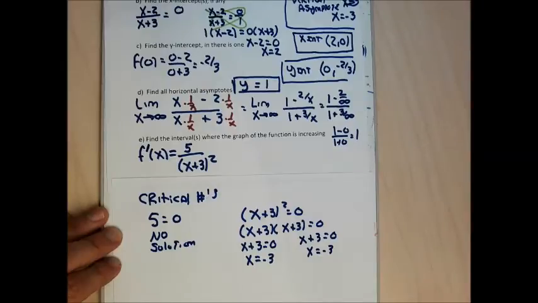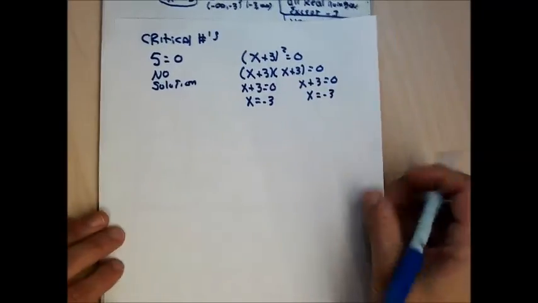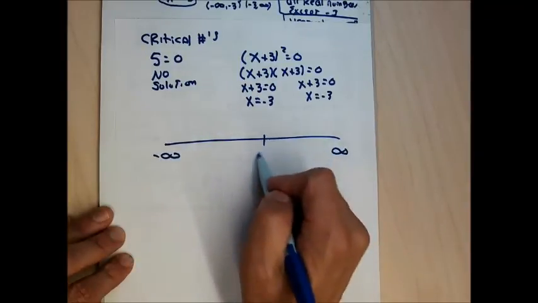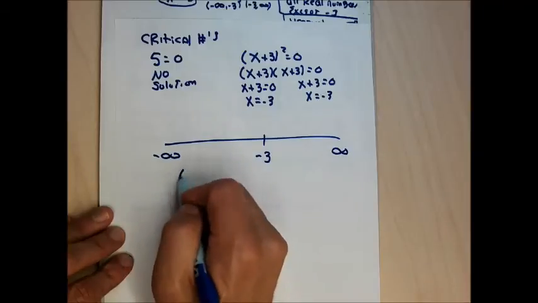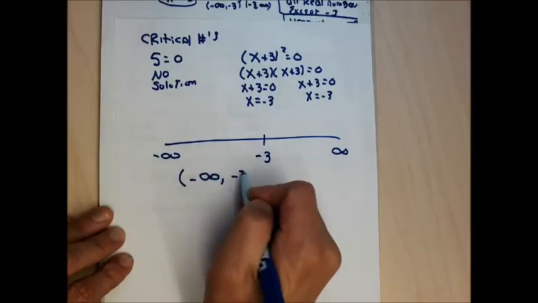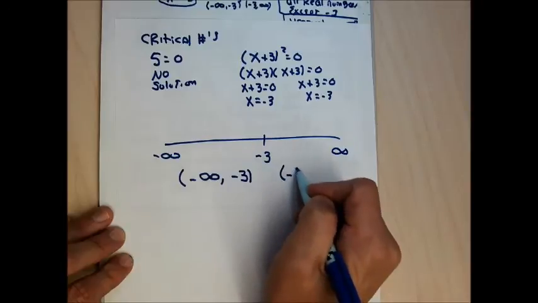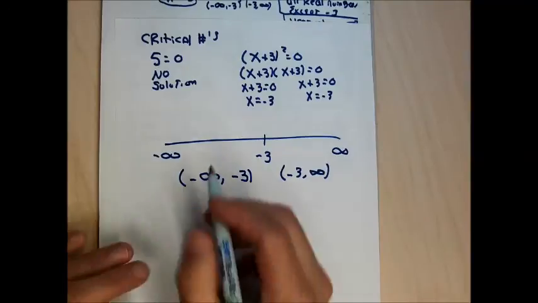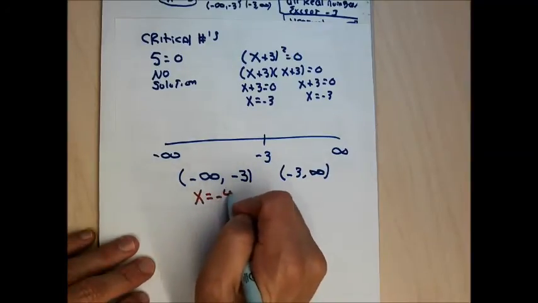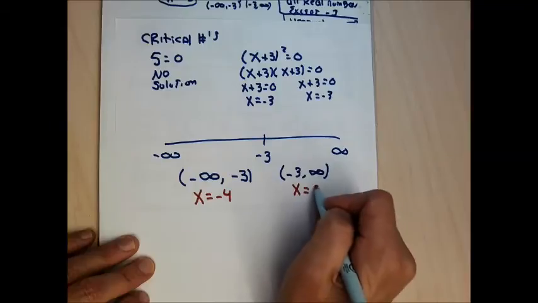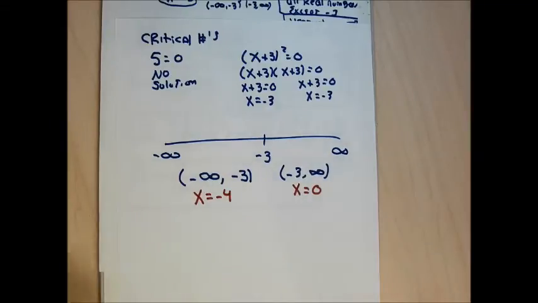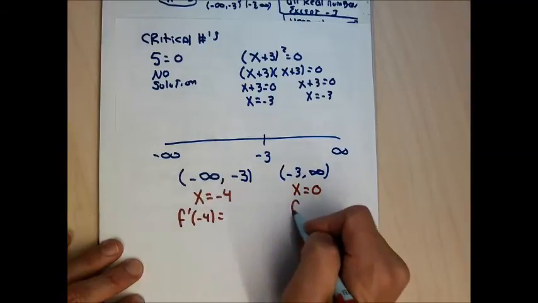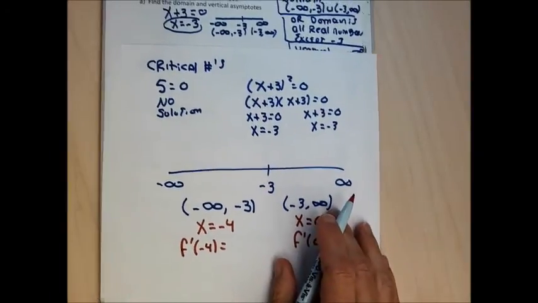So now on a number line, I'm going to put my infinities, negative infinity and positive infinity, along with the critical number -3, and I'm going to create intervals: an interval from negative infinity to -3, and an interval from -3 to infinity. I'm going to do test numbers. In the first interval, I'm going to test x equal to -4. Because 0 is in the second interval, I'm going to use x equal to 0 for my test number. I'm going to find f prime of -4 and f prime of 0, and I'm not going to cheat, but I kind of cheat.